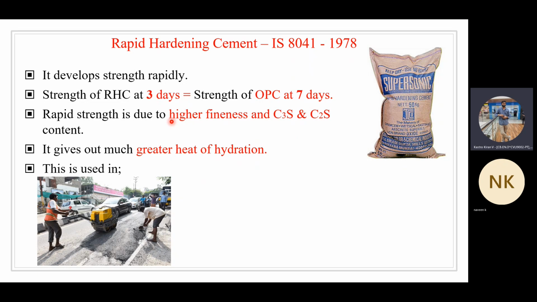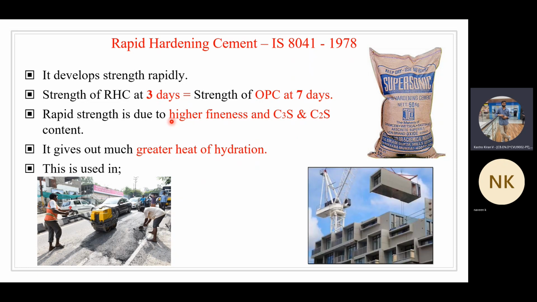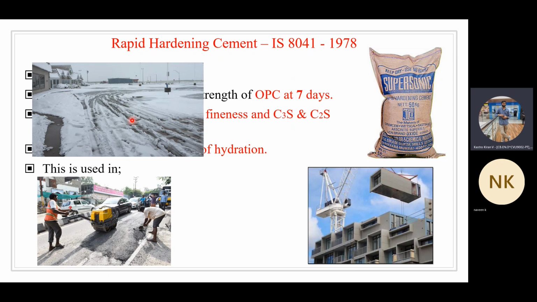So in such cases, we'll go with rapid hardening cement, and rapid hardening cement is also used for the fast scale construction of structures. It is also used in places where we have high amounts of snowfall or high amounts of water. So whenever you want to construct a bridge in the middle of the water, you will go with this kind of cement, that is rapid hardening cement.